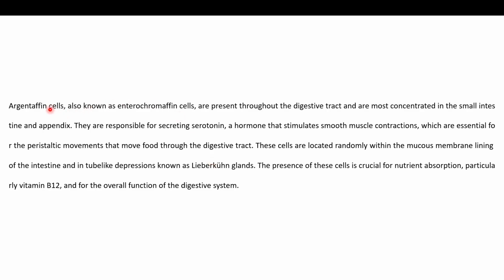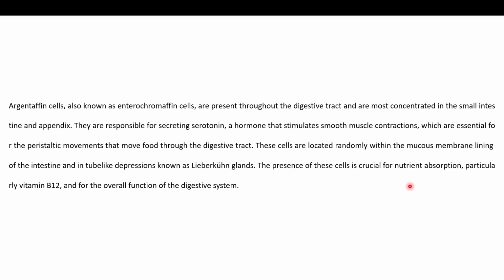And then there are argentaffin cells, which are also known as enterochromaffin cells. These are present throughout the digestive tract and mostly concentrated in the small intestine and appendix, mainly responsible for secreting serotonin, a hormone that stimulates smooth muscle contractions, which are essential for the peristaltic movements helping the food move through the digestive tract. These cells are located randomly within the mucous membrane lining the intestine and in tube-like depressions known as Lieberkuhn glands.